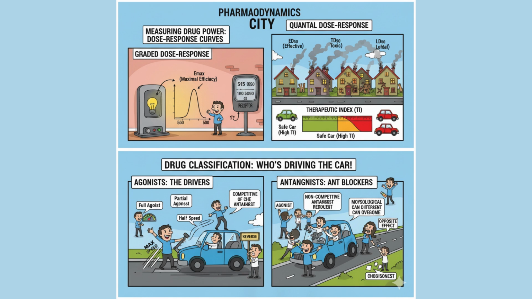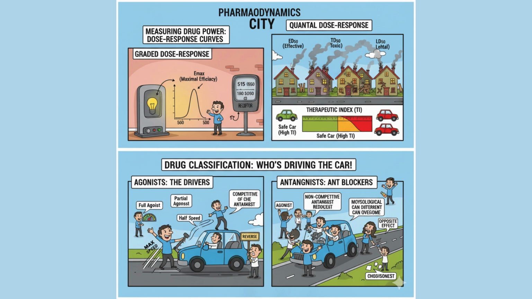Now imagine you have a whole street of houses and you are testing how many lights turn on in different houses as you slowly increase the power to the street. Each house either has its light on or off. There is no in between, like half on or half off. So here we have three terms, and together these represent quantal dose response curves. The three terms I spoke about are ED50, TD50 and LD50.